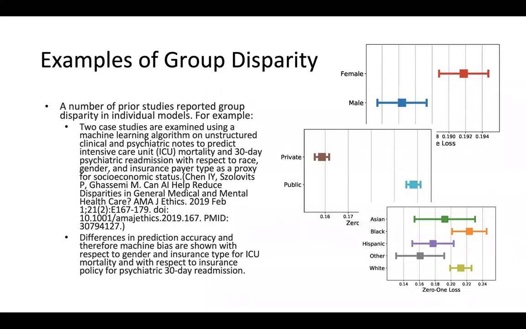So now let's talk about specific instances of group disparity identified in prior studies. For example, a study that applied a machine learning algorithm to unstructured clinical and psychiatric notes unraveled disparities in predicting ICU, intensive care unit, mortality, and 30-day psychiatric readmission. This work unveils differences in prediction accuracy and machine bias concerning race, gender, and insurance payer types. To provide a visual understanding, there are three graphs on the right that encapsulate the disparities that were addressed in this study.